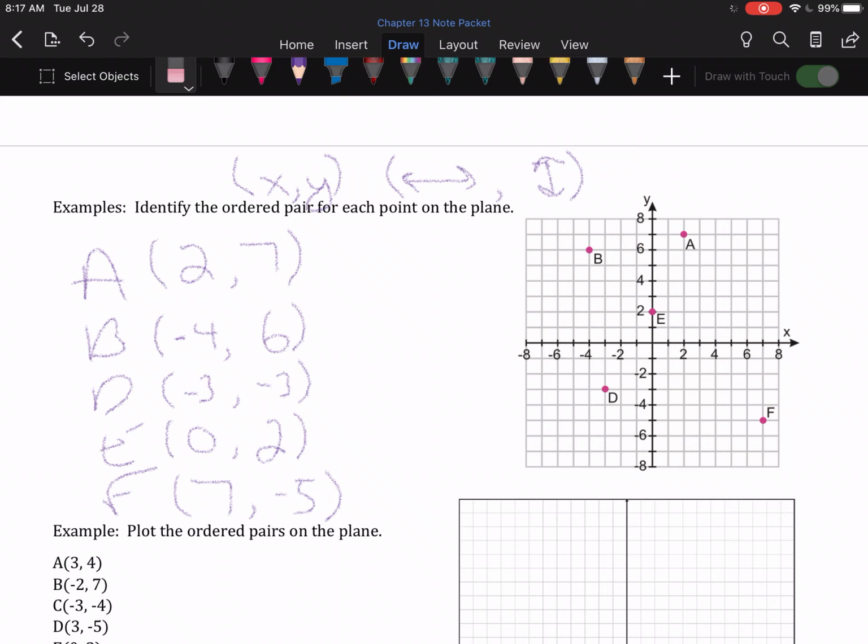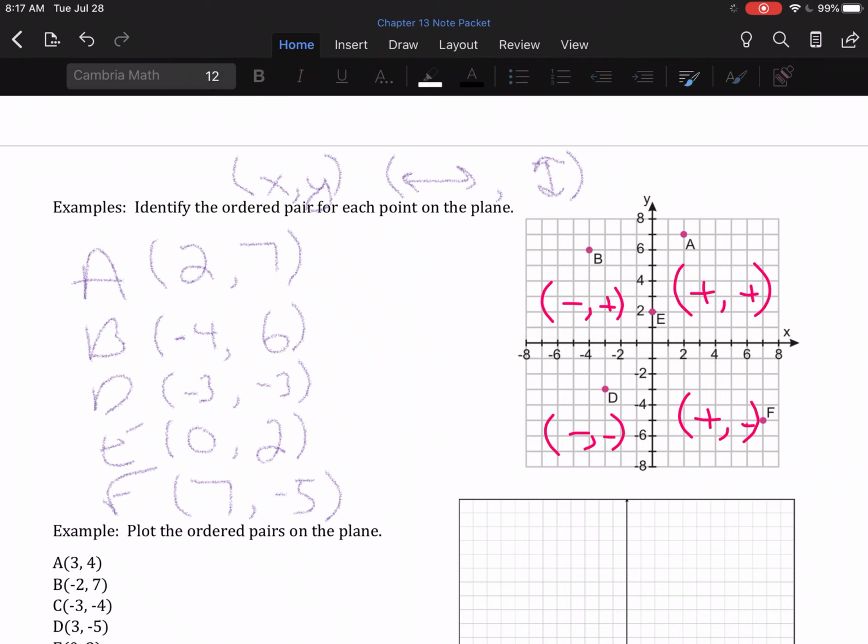What you may have noticed as we did this is that everything in quadrant 1 is positive, positive. Everything in quadrant 2 is negative, positive. Everything in quadrant 3 is negative, negative. And everything in quadrant 4 is positive, negative. Okay, that could be useful to know.